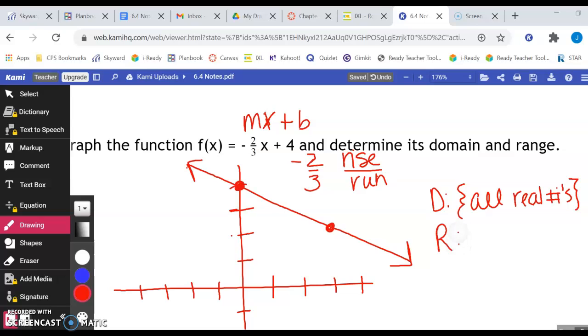And then the range is the y value. So going up and down, this line will go on forever. So it'll continually go up and it's going to continually go down. So again, the range would be all real numbers here. There is nowhere that that line is going to stop.